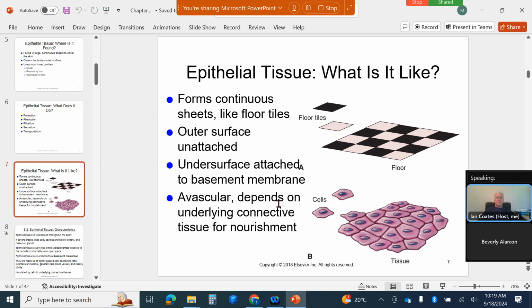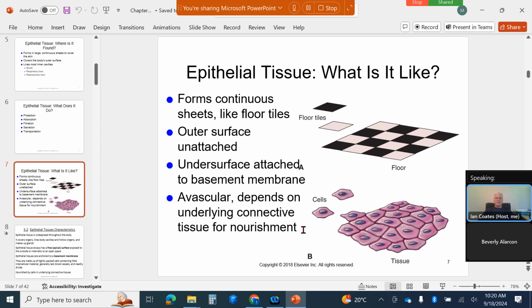There's undersurface attachment to what we call a basement membrane, where you'll have epithelial cells stacked on top of each other, and the nutrients go all the way through some cells all the way up. So there's this basement membrane where all the food comes from, and that's how these cells get fed from underneath.